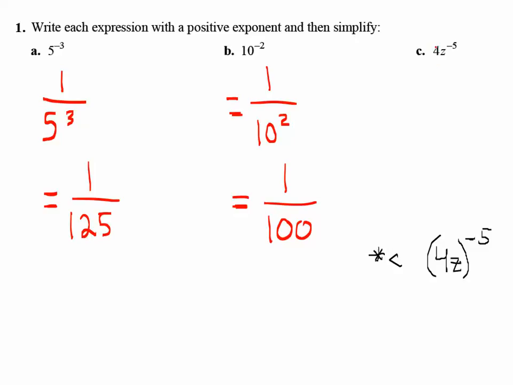Cool. All right. 4, z to the negative 5. Again, the z and the 4 not connected to each other. 4 stays on top. The z goes down to the bottom with a positive 5. Okay, if you do want to connect them, there's a little one at the end there.